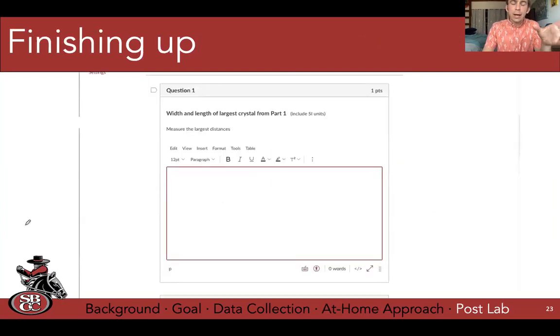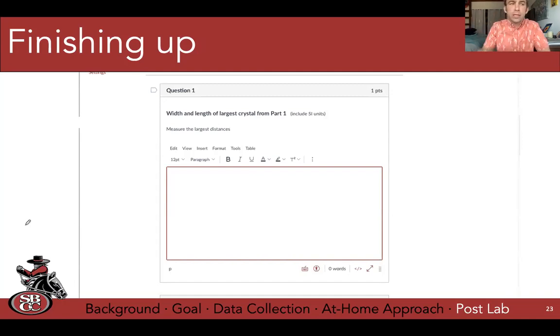Really easy data this week. Just the width and length of the largest seed crystal, which I didn't measure for my seed crystals. So just remember to measure one of your seed crystals. Also understand that you're going to make more seed crystals than you need. So if you forget, just hang on to your seed crystals until you've submitted everything. I highly recommend saving all your seed crystals until you're totally done with this project.